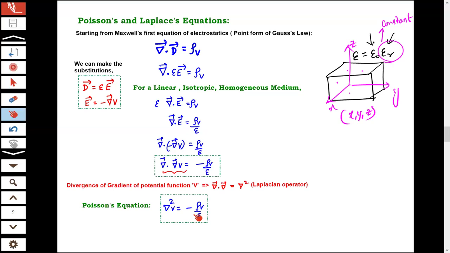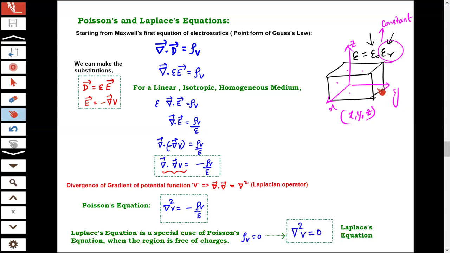Next, let us look at another special case of this Poisson's equation, which is Laplace equation. We can consider if the medium or the region is charge free, which means if there are no free charges present in this medium or region, then we can assume rho V is 0, and the Poisson's equation will take the form del square V equal to 0. This equation del square V equal to 0 is called Laplace equation. Now we have Poisson's equation and Laplace equation in terms of the Laplacian operator del square.